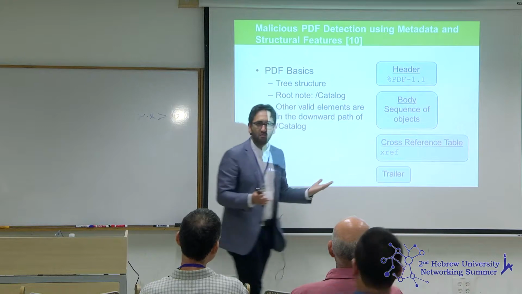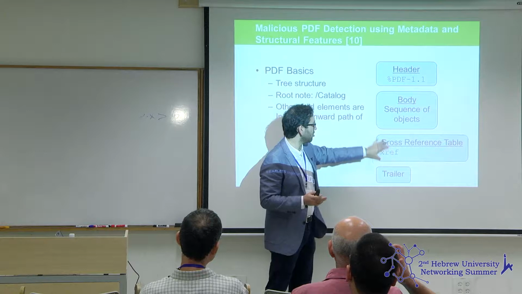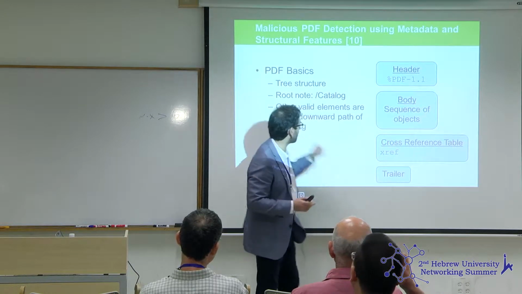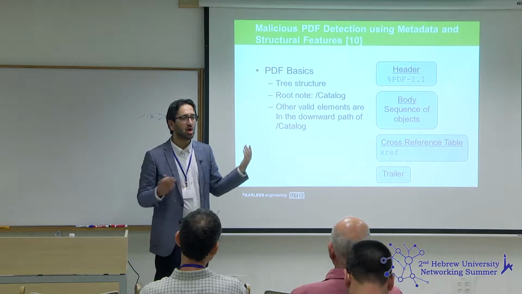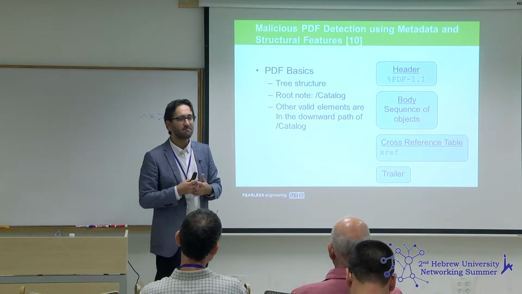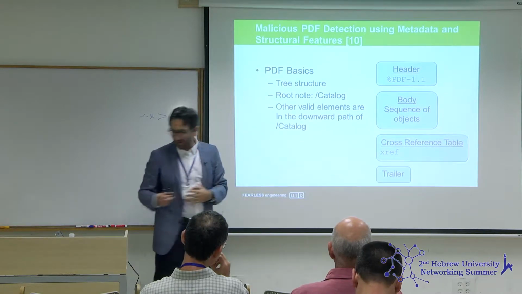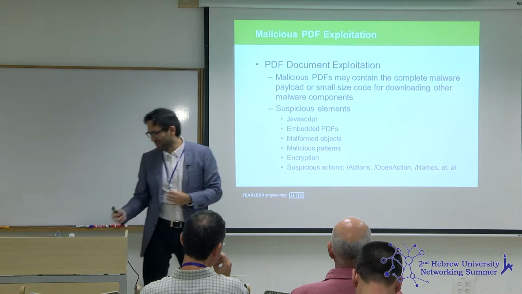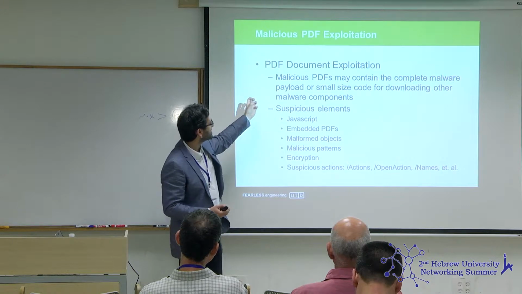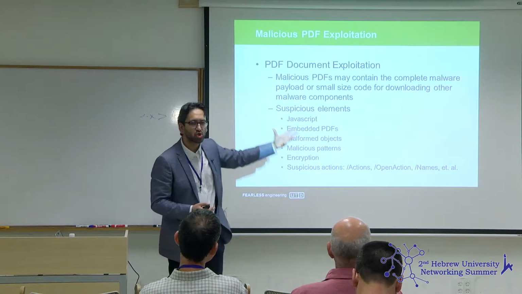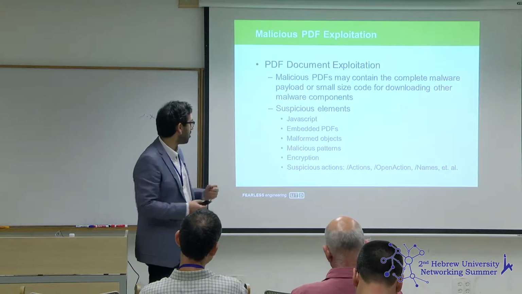And it's a document format. In this document format, you have a header, you have a body, you have some kind of reference table, and you have some trailer information. And it turns out that you can use PDF to hide malware in it. And there are some PDF malwares out there. Why? Because in PDF, you can embed some JavaScript in it, and you can add some other code in it that can be used to download malware, or it can contain the malware payload.